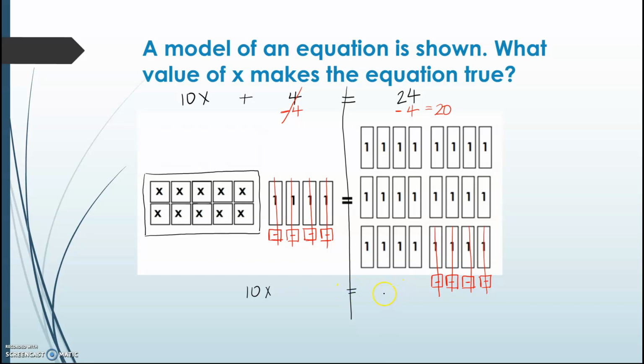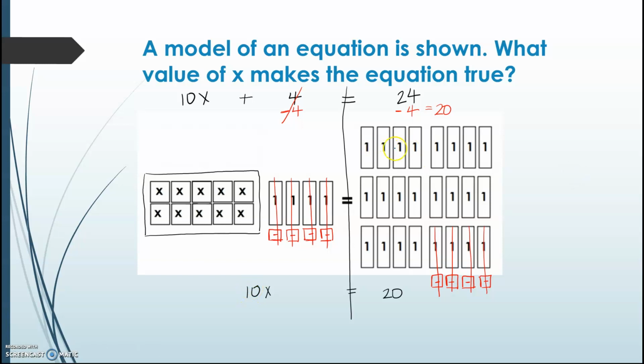And on this side over here, I have 20, okay? So now what I need to do, since the x's are over here by themselves, I need to divide up all of these on this side into these x's, okay? So basically I need to separate it into 10 pieces. And so I'm going to count to 10, because that's how many I'm separating it into, and I'm going to see how many times I count to 10.